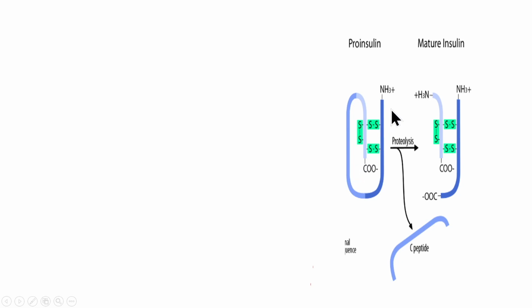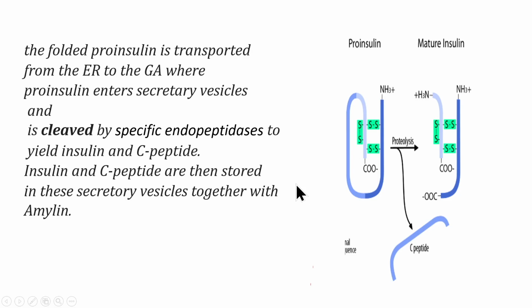The folded proinsulin then enters the Golgi apparatus, where it is packaged into secretory vesicles. Within the vesicles, it is cleaved by specific endopeptidases to yield the insulin molecule and the connecting peptide in equimolar concentrations. The insulin molecule, connecting peptide, and the amylin molecules are stored in these vesicles.